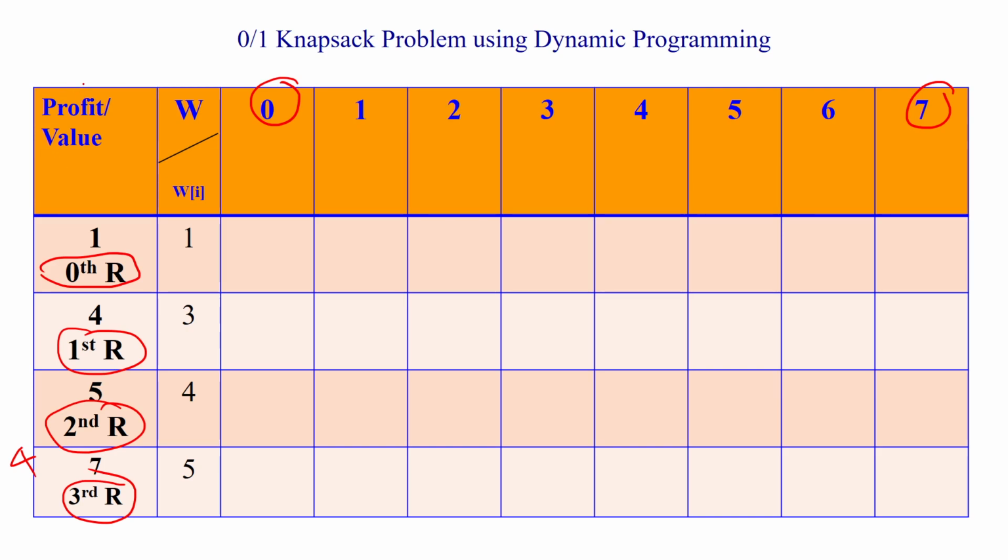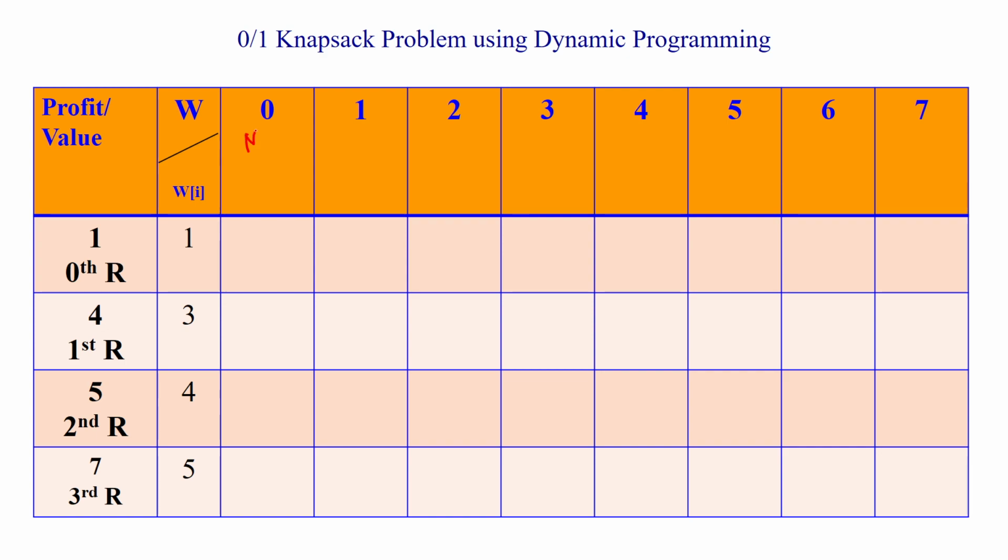And here the first column is mentioned with the profit value of each item. The first item in the 0th row has its profit value, and its corresponding weight is mentioned in the next column as 1 unit, and 4 units of profit with 3 units of weight, 5 units of profit for the third item and weight is 4 units, and 7 units of profit and weight is 5 units. So based upon that, we constructed the table now.